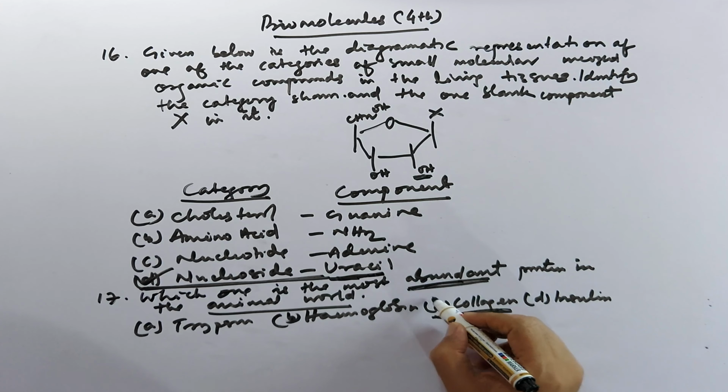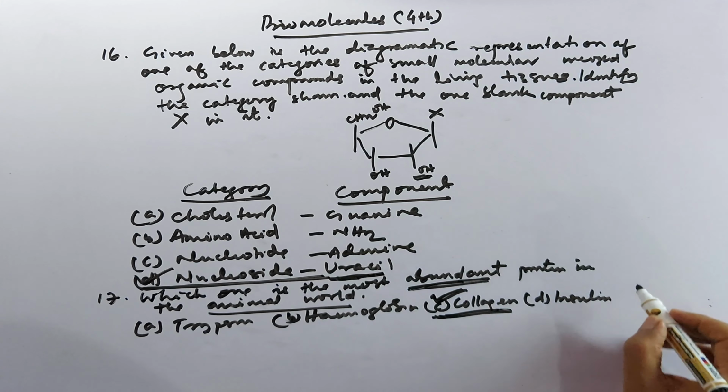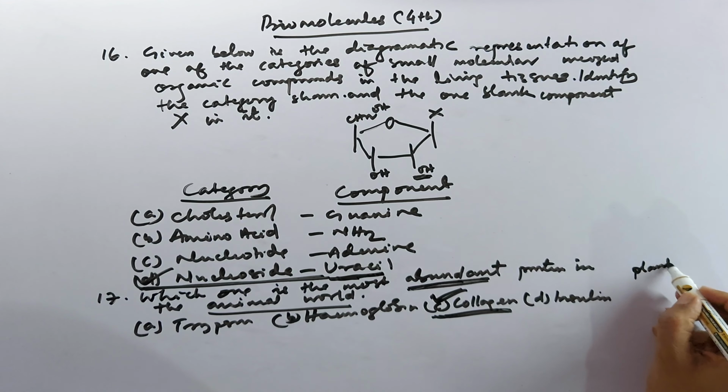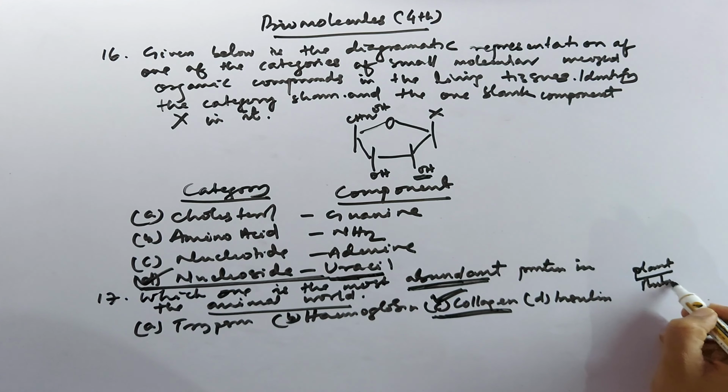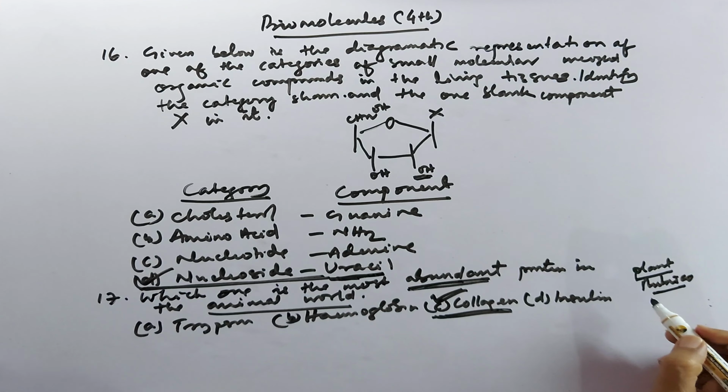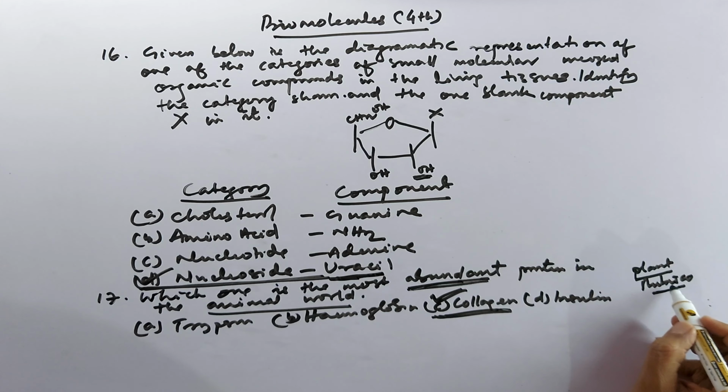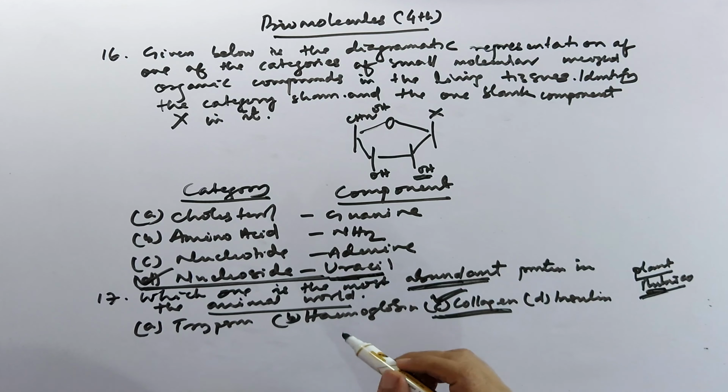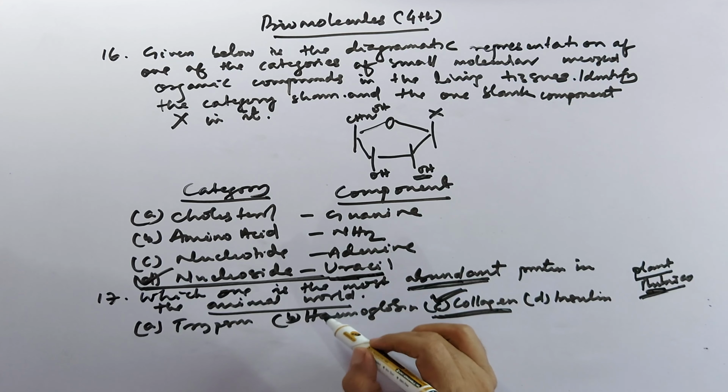collagen. And when we compare with the plant one, the most abundant is rubisco. Rubisco is the enzyme ribulose 1,5-bisphosphate carboxylase oxygenase. So this is in the plant world and this is in the animal world.